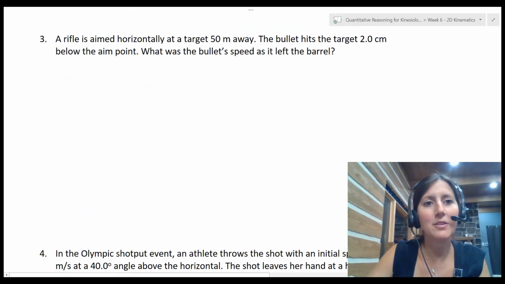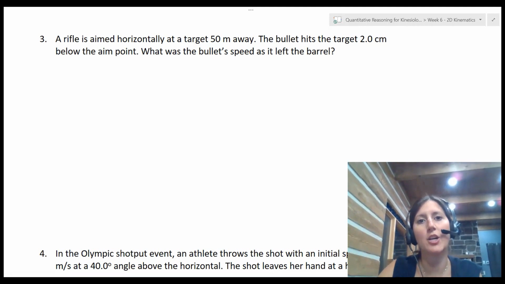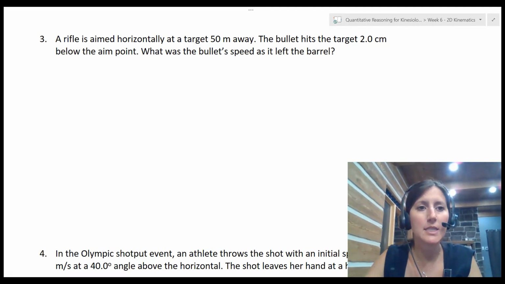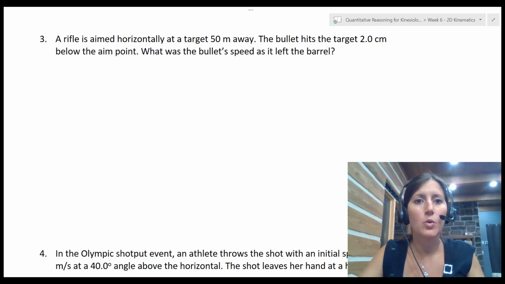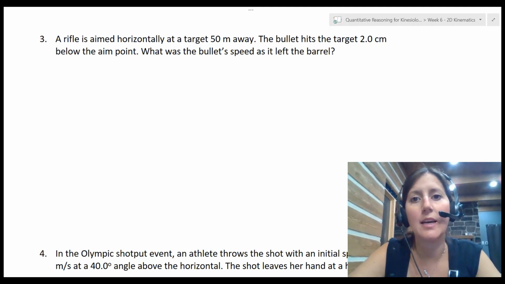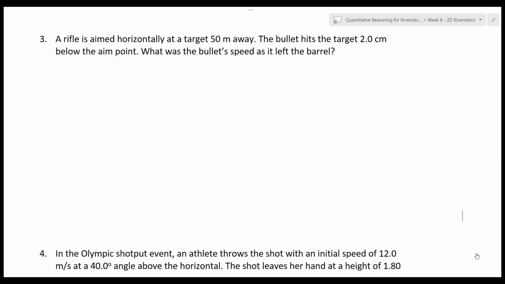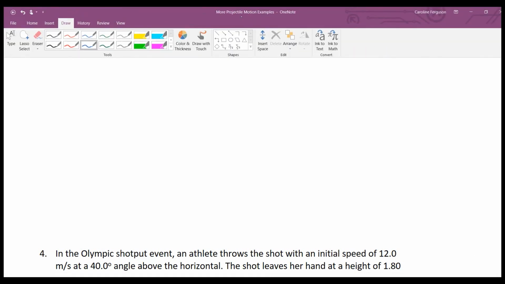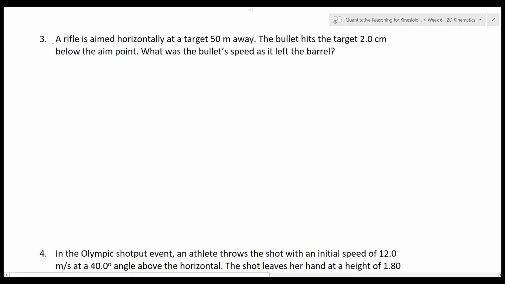Question 3. A rifle is aimed horizontally at a target 50 meters away. The bullet hits the target 2 centimeters below the aim point. What was the bullet's speed as it left the barrel? All right, so this question is slightly different than the other two that we've done, but we're still going to use the same process that we described earlier. So we'll start with step 1, which is to draw a picture.